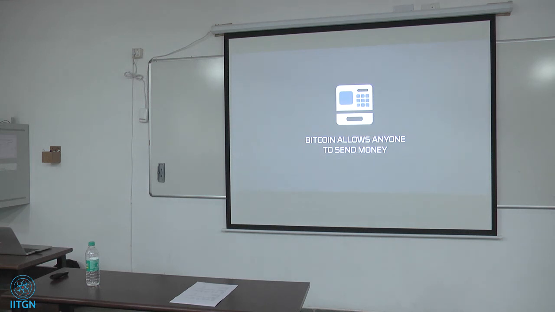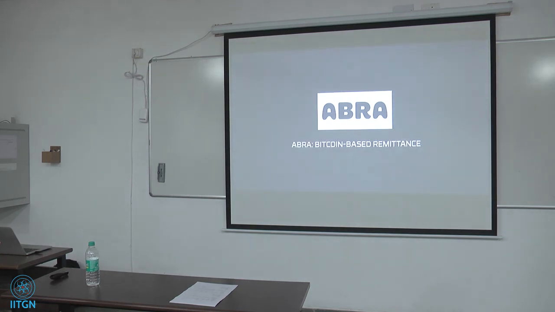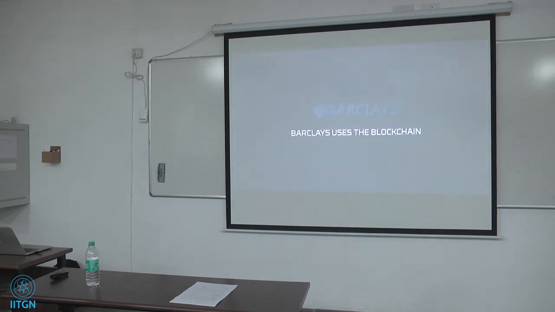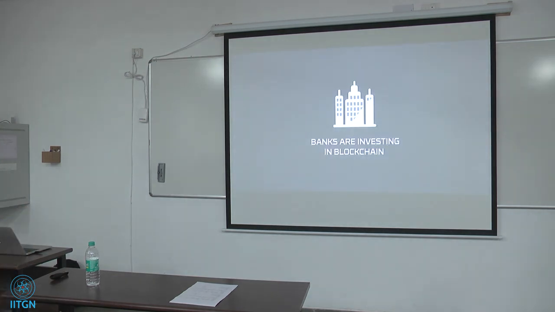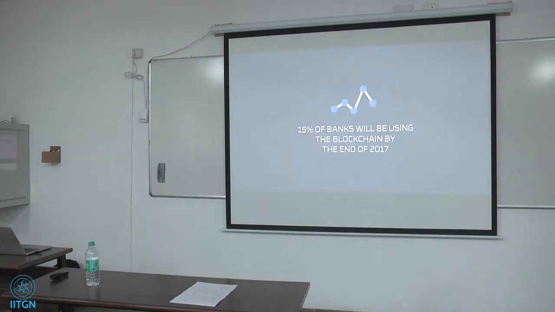Technologies like Bitcoin allow anyone to send money across borders almost instantly and with very low fees. Abra is a startup that is working on Bitcoin-based remittance services. And many banks like Barclays are also working on adopting blockchain technology to make their business operations faster, more efficient, and secure. Banks are also increasingly investing in blockchain projects and startups. IBM predicts that about 15% of banks will be using the blockchain by the end of 2017.